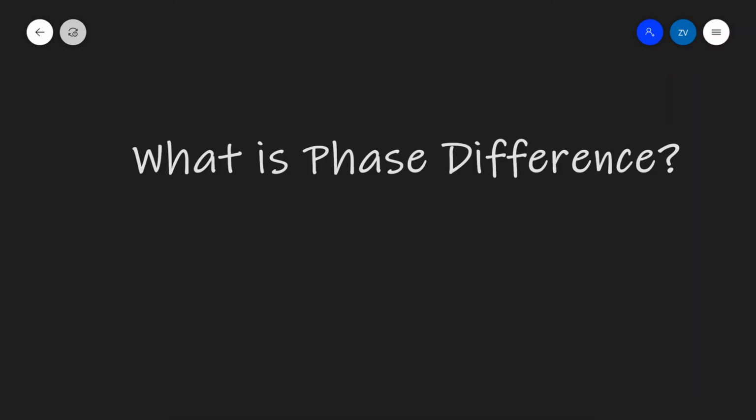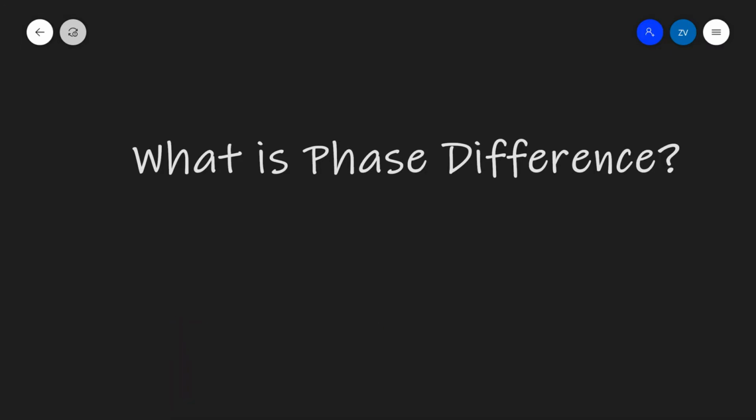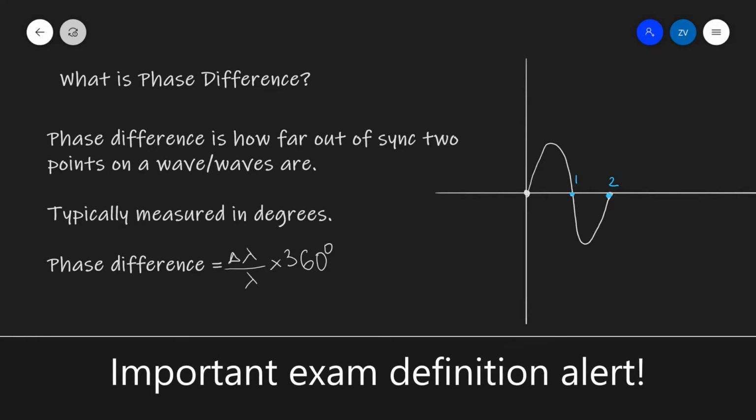Today we are going to be answering the question, what is phase difference? Well, let's get started. So the phase difference is how far out of sync two points, and this is really important, so I'm going to underline this, two points on one wave or multiple waves are. It is typically measured in degrees, and the formula for it is that phase difference is the fractional change in wavelength. Notice this is delta lambda divided by lambda multiplied by 360 degrees.